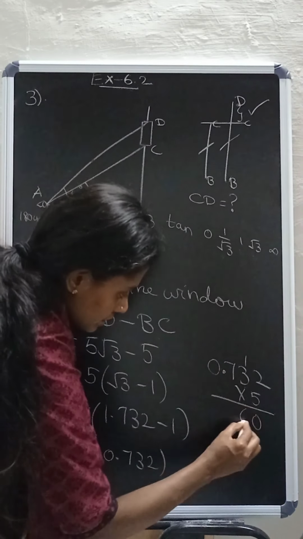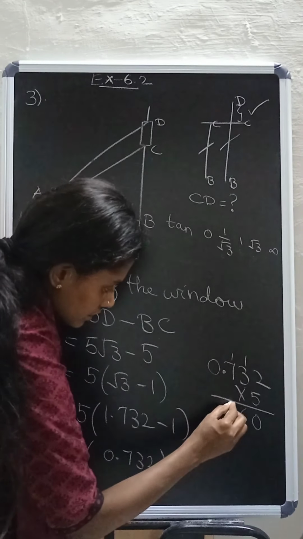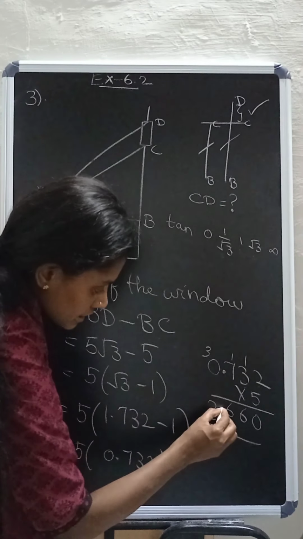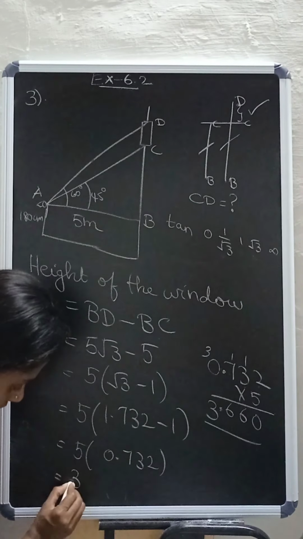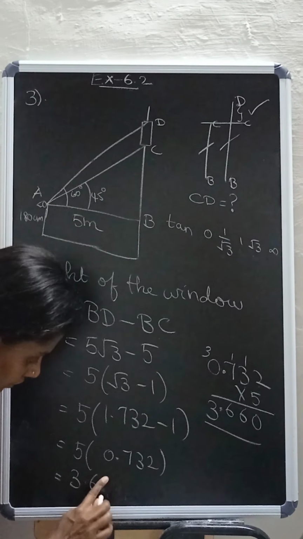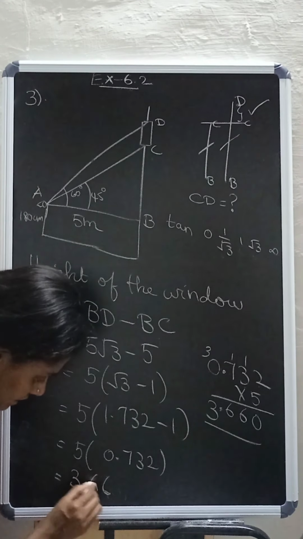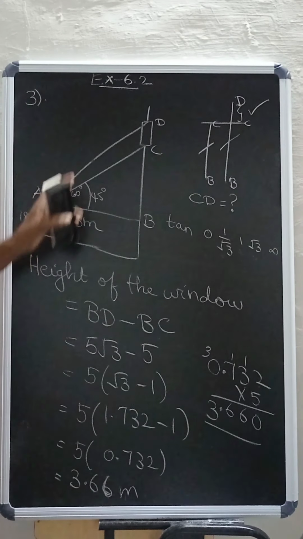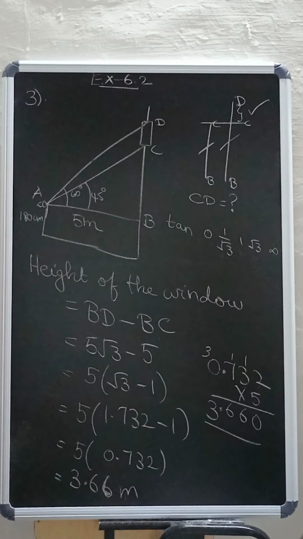3 fives are 15, 16, 7 fives are 35, 36, 3. So after 3 digits keep the point. So equal to 3.66 meters. So the length of the height of the window is 3.66 meters.